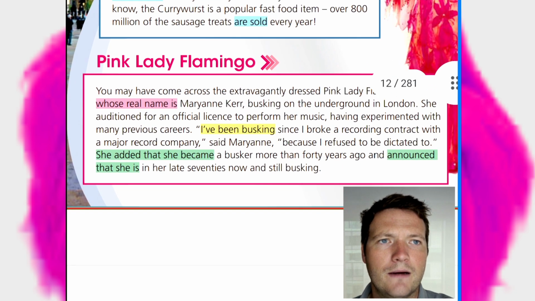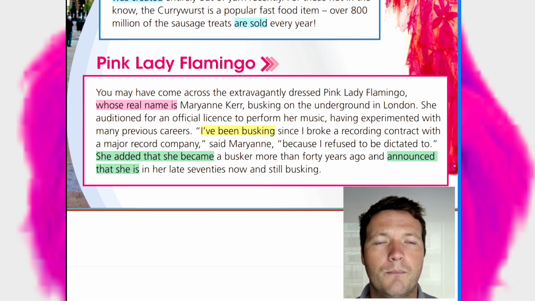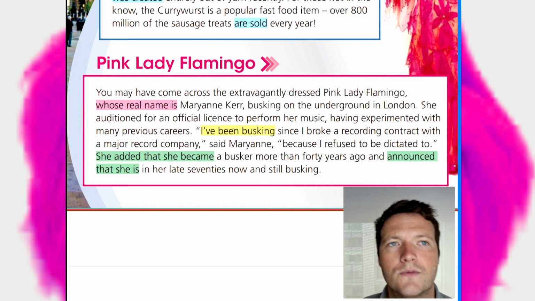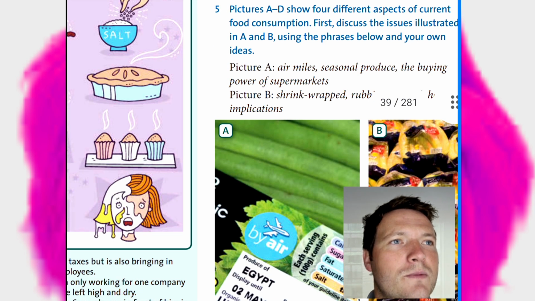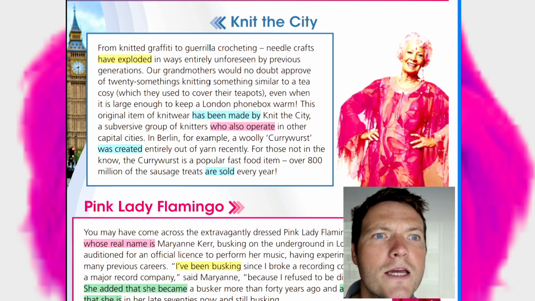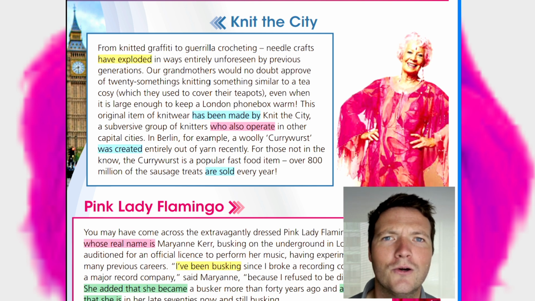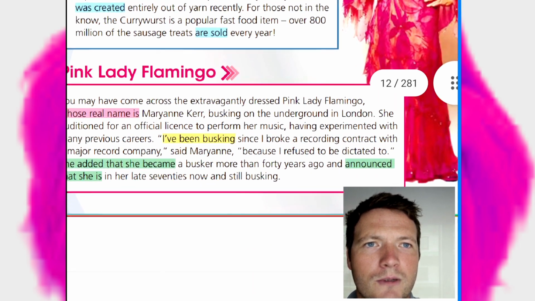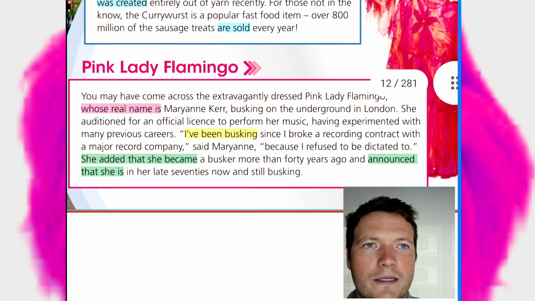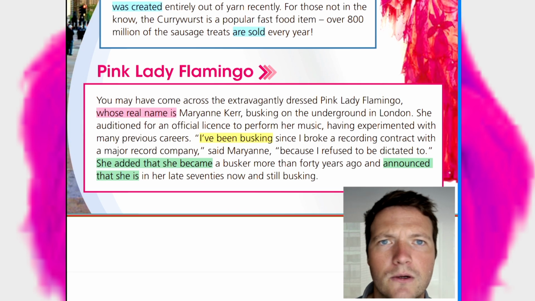Okay, let's read about Pink Lady Flamingo, another person who lives an alternative life on the streets of London. Oh, I've lost my place again. There she is in all of her glory. Right, I'm going to try not to lose my place again, but this is getting a little bit impossible as I keep slipping all over the place.